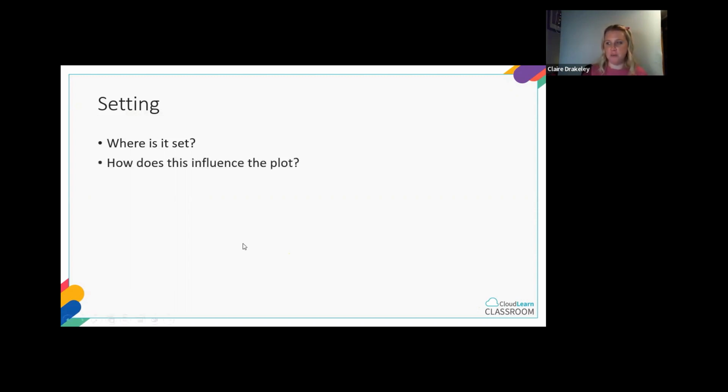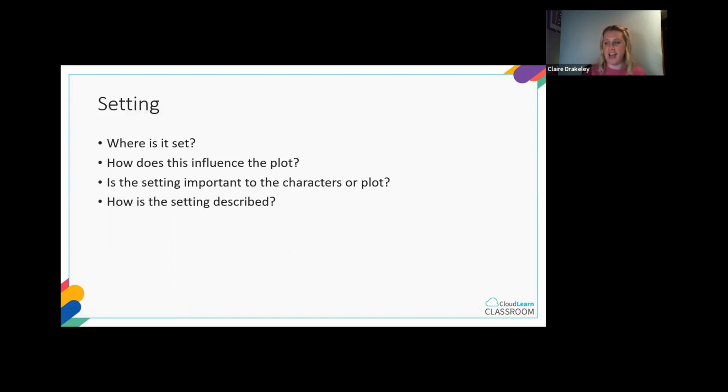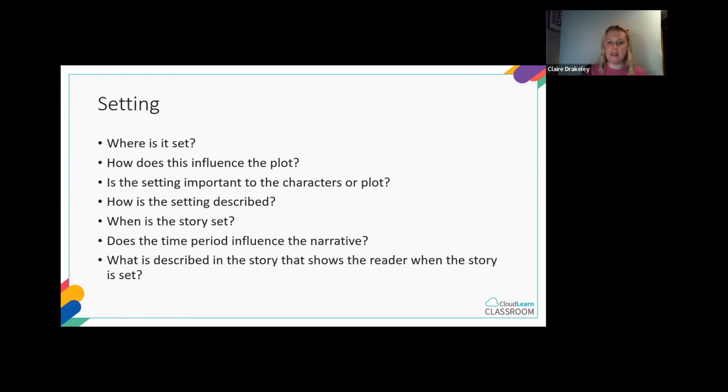How does this influence the plot? Is the setting important to the characters or the plot? And how is the setting described? Also, when is the story set? Does the period the story is set in influence the narrative? What is described in the story that shows the reader when this story is set? And that is what we've just talked about then, isn't it?